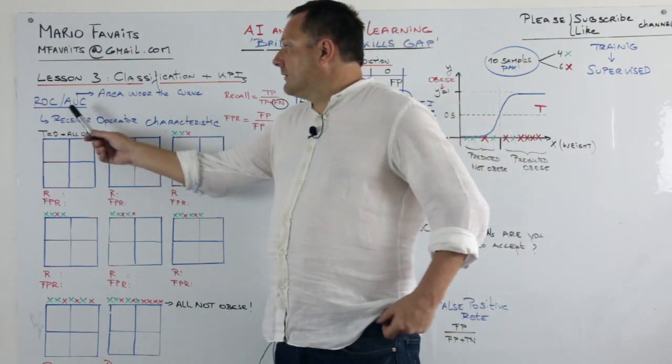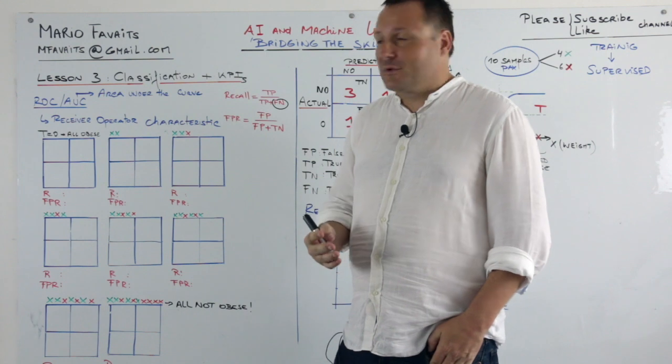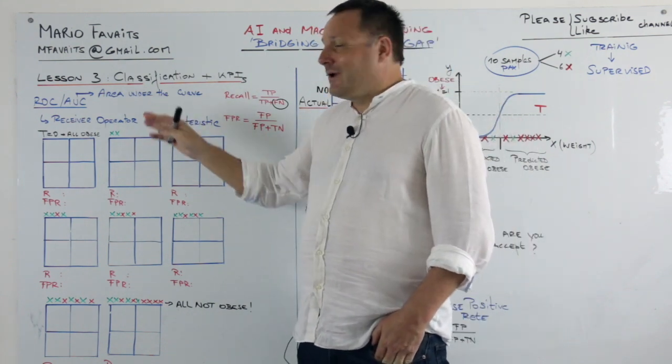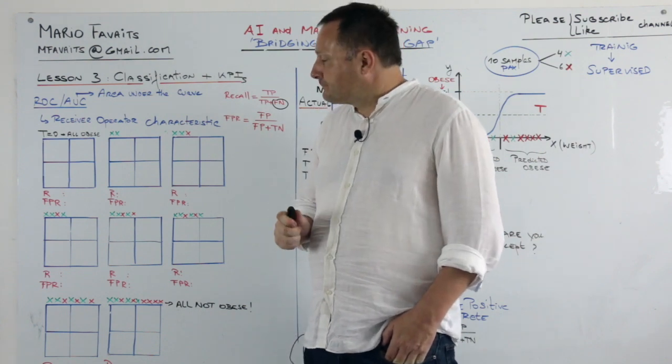Alright, let us now take a look at the next KPI. ROC is a receiver operator characteristic, and AUC is area under the curve. Area under the curve will allow us to compare classifiers against each other.